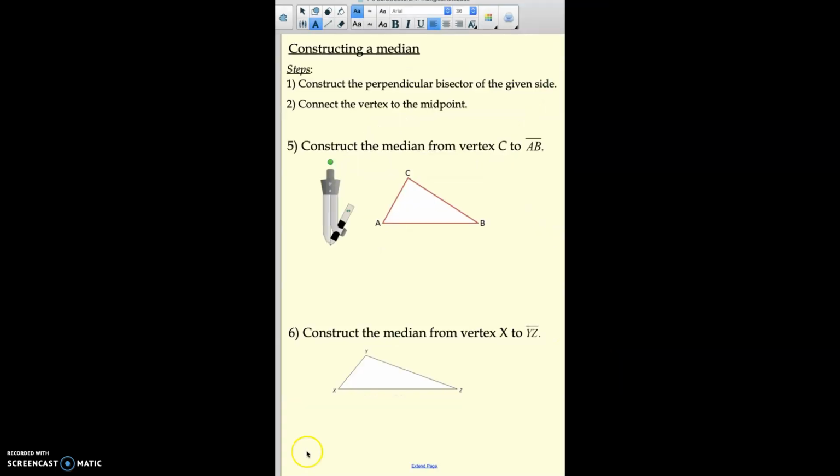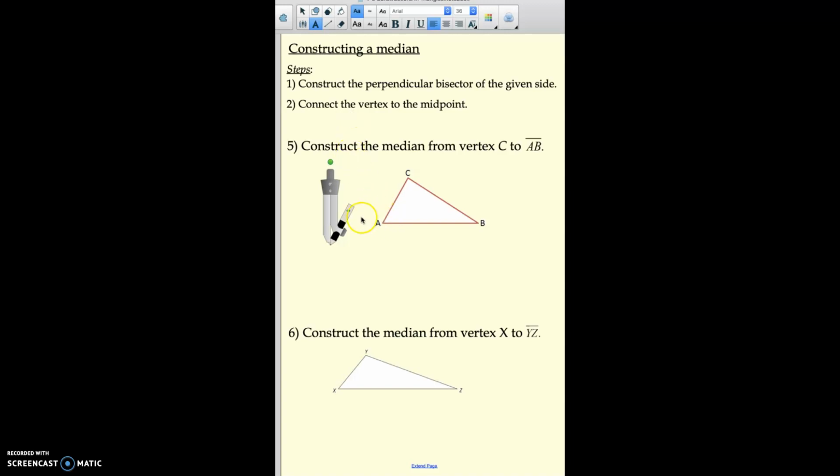Next construction, we're going to construct the median of a triangle. And remember what the median is going to do. It's going to be a line segment that connects from your vertex to the opposite side, and it's going to connect to the midpoint on that opposite side. So in order to construct the median, the first thing that we're going to have to do is find the midpoint of AB by drawing the perpendicular bisector of that side. And then all we're going to do is connect the vertex to the midpoint.